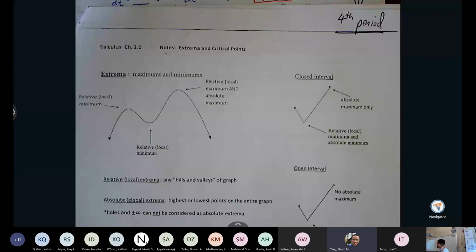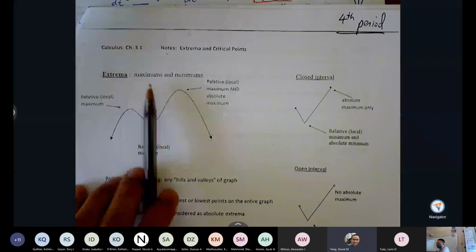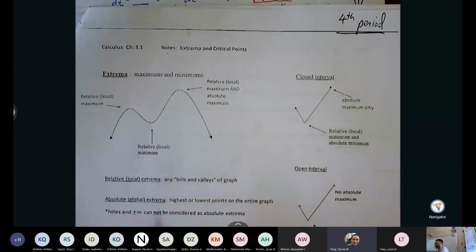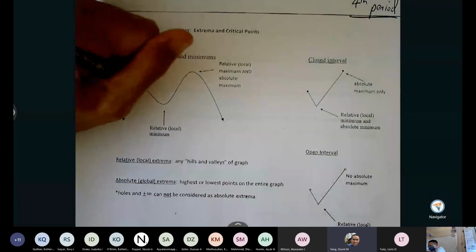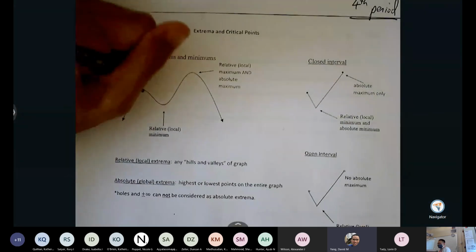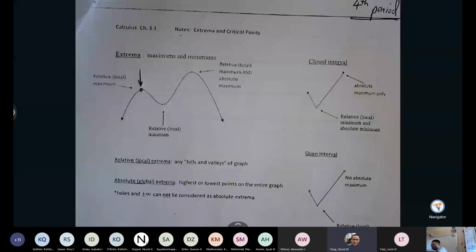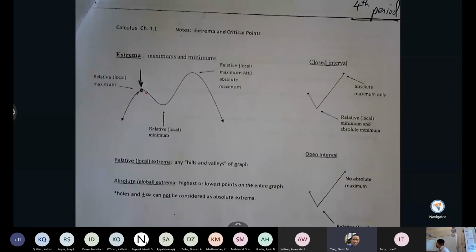All right, a couple of definitions to begin with. Extrema is just max and mins. So if you look at this point here, we call this point a relative maximum, or a local maximum. The reason is that if we compare this point to the points immediately to the left and to the right, it is higher than any of those points nearby. So it's the highest point immediately to the left and to the right, and we call that a relative or local maximum because it is the highest point in that restricted region.